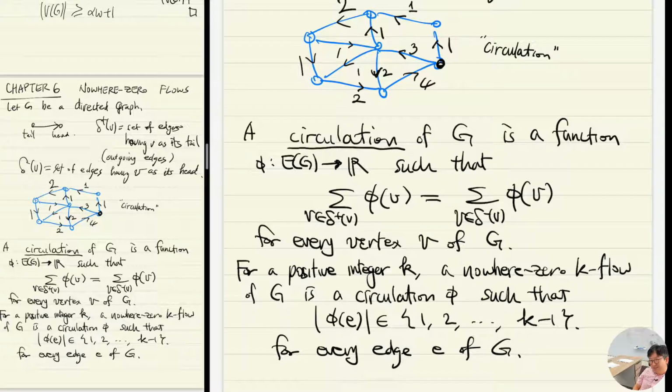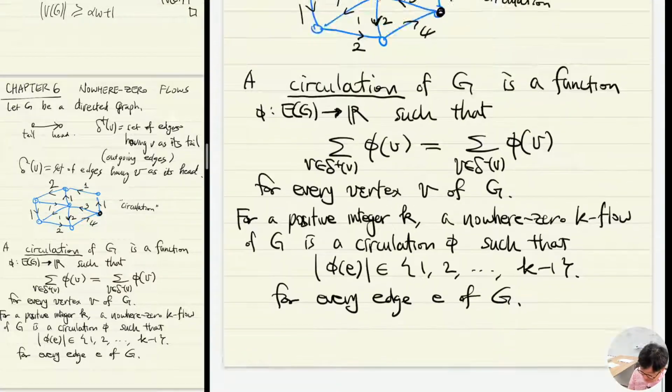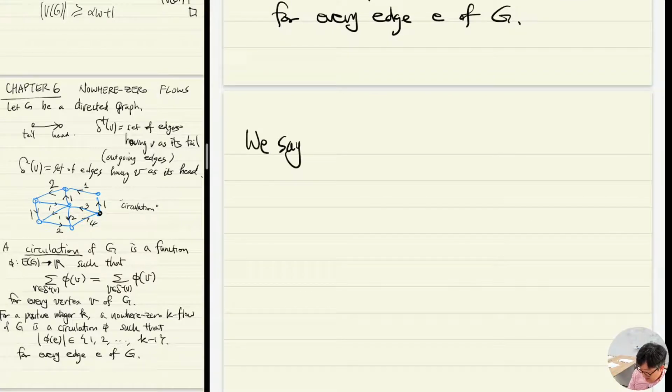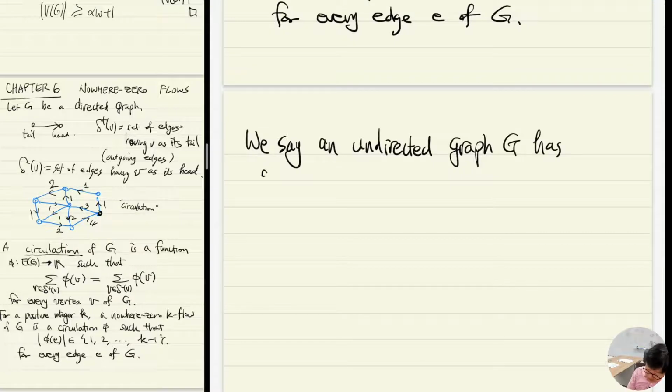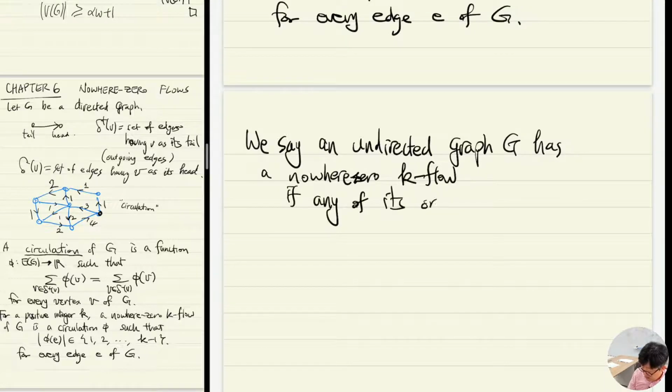And it's easy to see that any undirected graph has nowhere zero K flow for certain orientations. No. What I mean is, this is written in terms of directed graphs. Now, what about the undirected graphs? Okay, so we say an undirected graph G has a nowhere zero K flow if any of its orientations has a nowhere zero K flow.